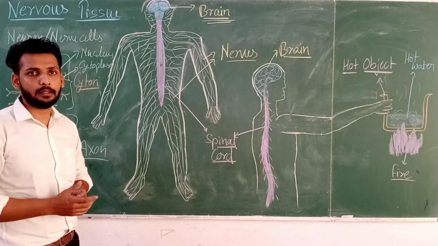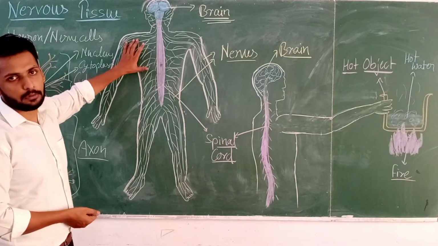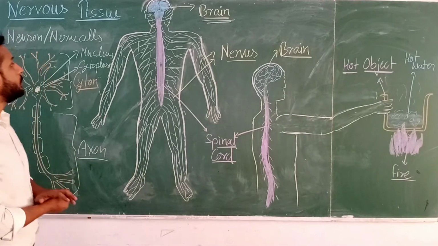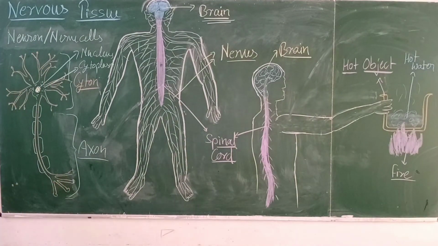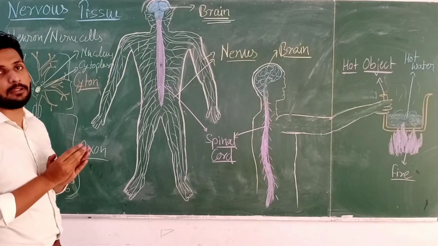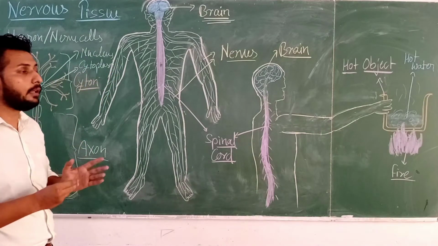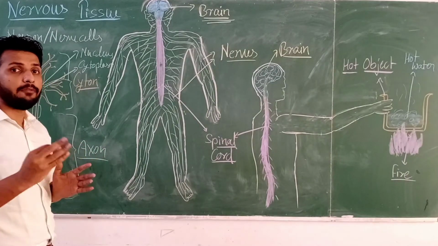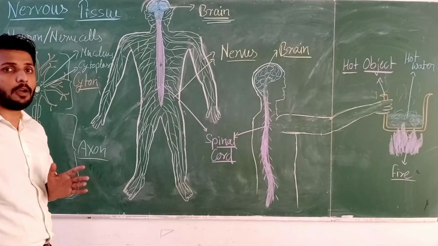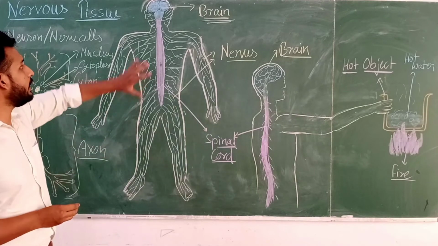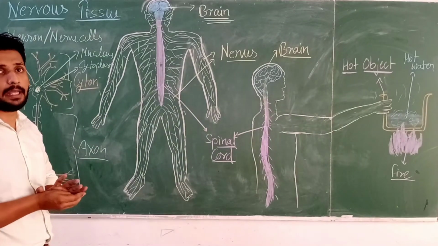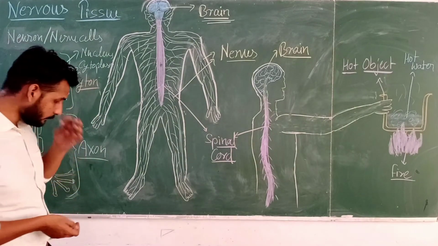How will you feel it? The nerves. These are the nerves which carry the signals and help those signals reach the brain through the spinal cord, and the brain decides whether we should touch the object or not. So in this way our whole body is connected to each other.